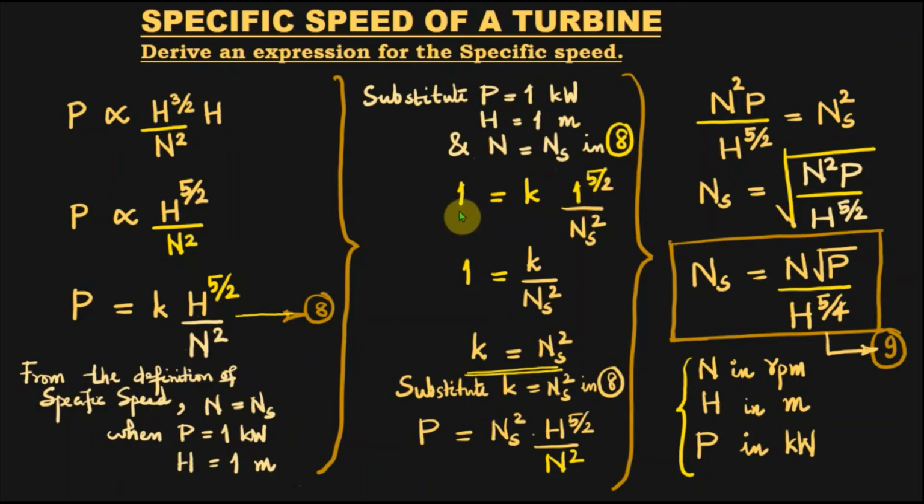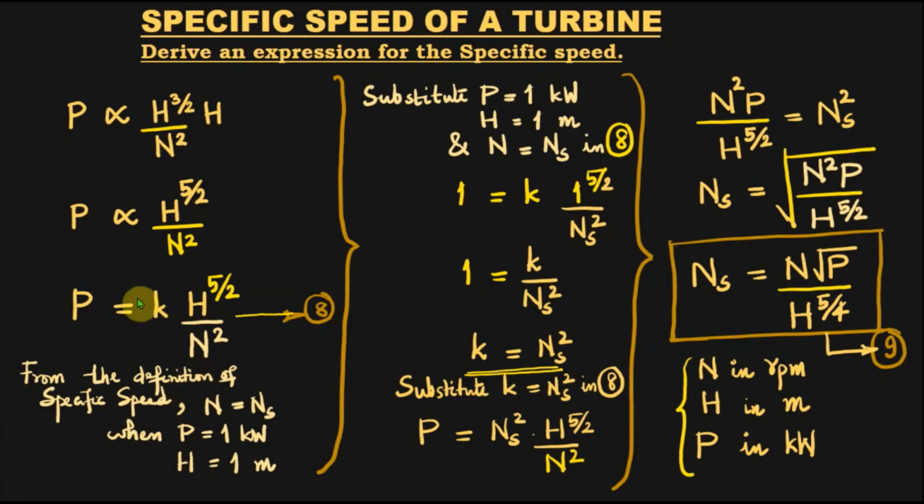Left hand side it is 1, that is 1 kilowatt, that is equal to constant K into h, which is 1, raised to 5 by 2, divided by n, which is now Ns, the specific speed. So what do you get now? 1 is equal to K divided by Ns square, because 1 raised to 5 by 2 is 1 itself. So 1 is equal to K divided by Ns square. In other words, K is equal to Ns square. So this is the value of the constant which we get from the definition of the specific speed.